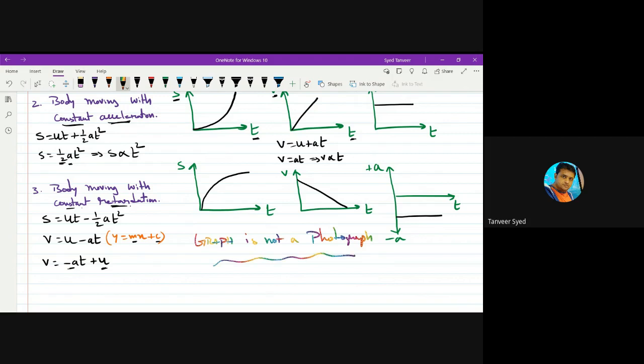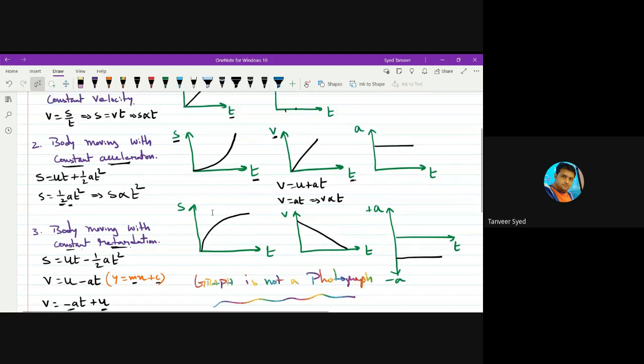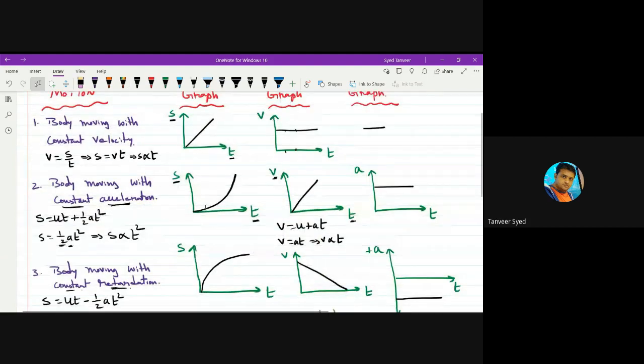A photograph shows you the path followed by the body. If you take photographs of a moving body at different instants of time, that set of photos will show you the path followed by the body. But here the graph does not show you what path the body is taking. It shows you the relation between this quantity and this quantity.